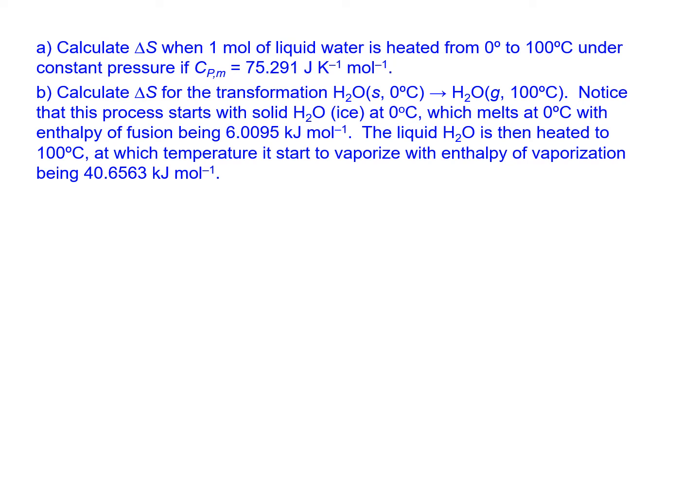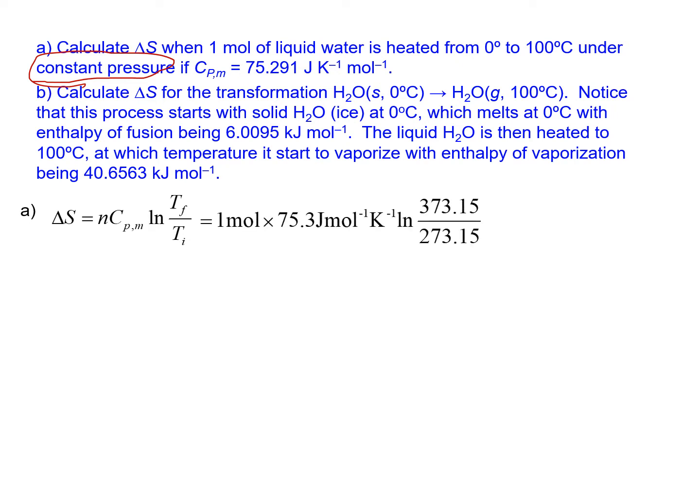Question 1. A. Calculate delta S when 1 mole of liquid water is heated from 0 degree to 100 degree at constant pressure. So at constant pressure, the entropy change is calculated by n C_P,m ln T2 over T1. Temperature in Kelvin, 100 degree is 373.15, 0 degree is 273.15, and the answer is 23.49 joule per Kelvin.